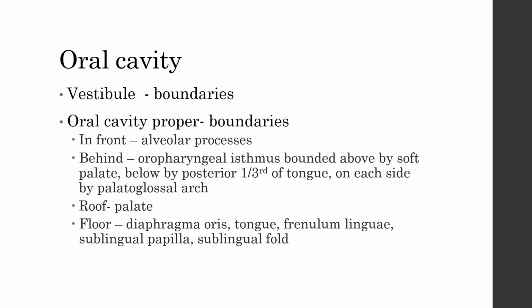Now the oral cavity proper is bounded anteriorly by the alveolar processes, that is the jaw with the teeth and the gums, and behind by the oropharyngeal isthmus. Now this isthmus is bounded above by the soft palate, below by the posterior one-third of the tongue, and on each side by the palatoglossal arch. The roof of the oral cavity is formed by the palate and the floor by the oral diaphragm, diaphragma oris, which is formed by the mylohyoid muscle of both the sides.